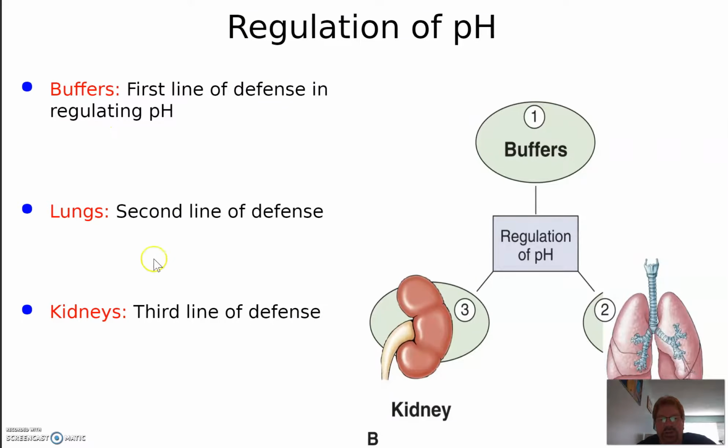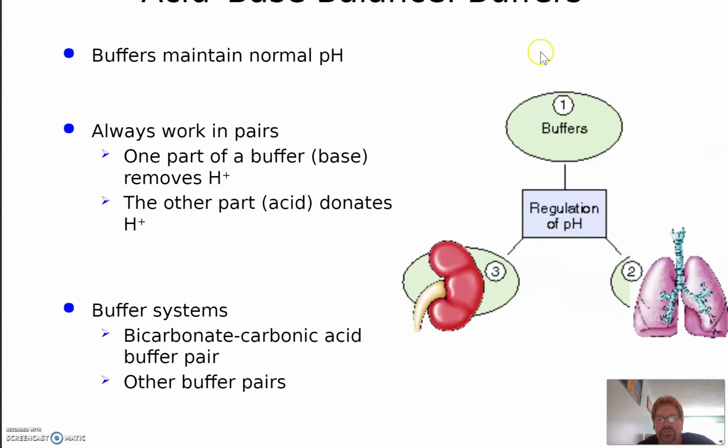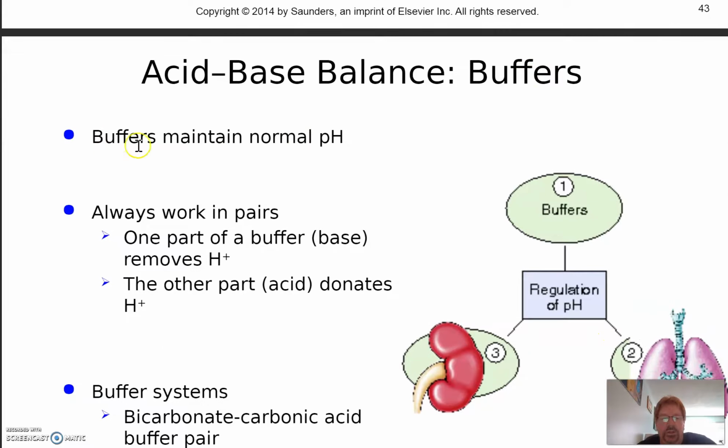Buffer's first line of defense regulating pH. Lungs second line of defense. Kidneys third line of defense. Why, when you're blowing out carbon dioxide at the proper level, you're helping to maintain the proper pH also. Buffers play a big role. Buffers maintain normal pH, always work in pairs.